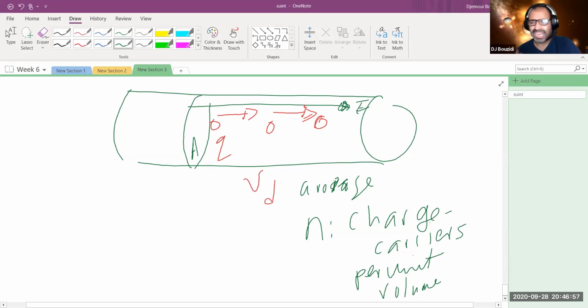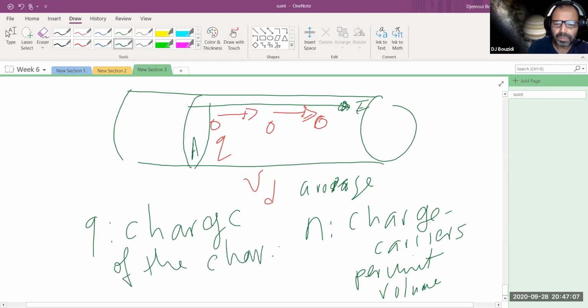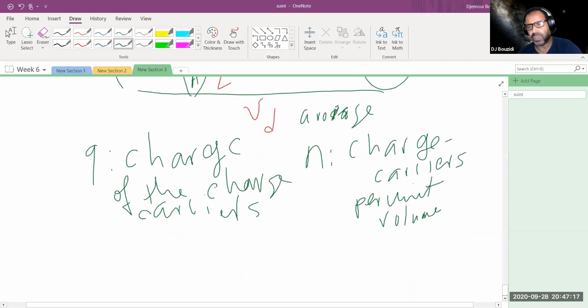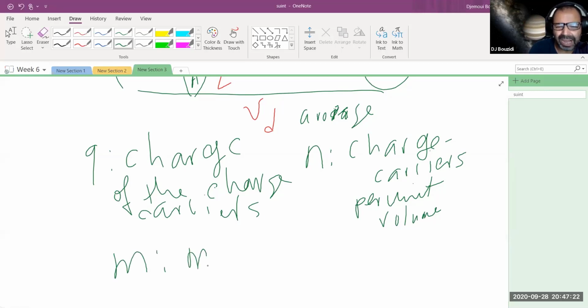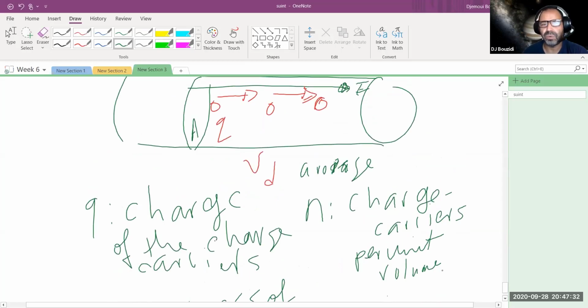Now, I have N charges. Each one of them is carrying Q charge. So Q is the charge of the charge carriers. M is their mass. If it's an electron, we know exactly what the mass of the electron is, and we know exactly what the charge of the electron is. So this is the mass of the charge carriers. So we have everything for this situation here.